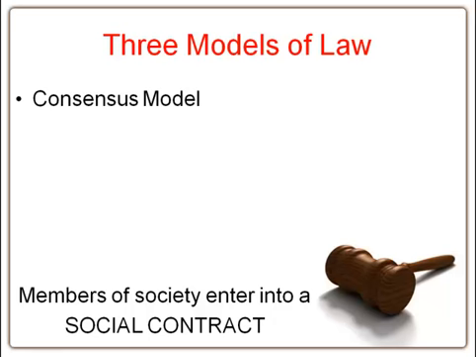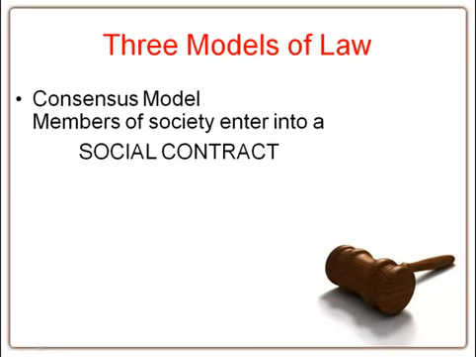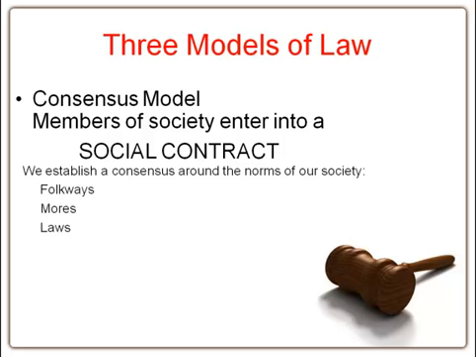We establish consensus around the norms of our society. There are three categories of norms: folkways, mores, and laws. Please note that if you have taken an Intro to Sociology course, depending on the textbook you use, the three norms may have slightly different names and meanings, and they may even have a total of 4, depending on the textbook in the class. However, for this video, we will focus on these three here: folkways, mores, and laws.